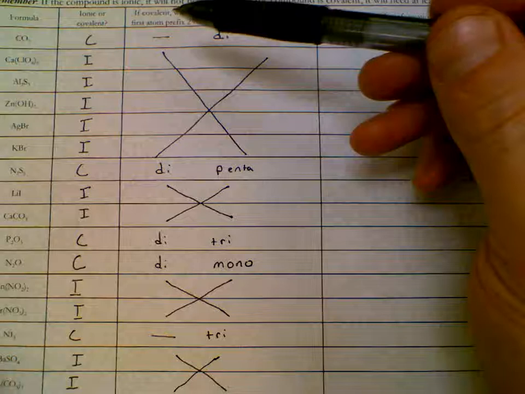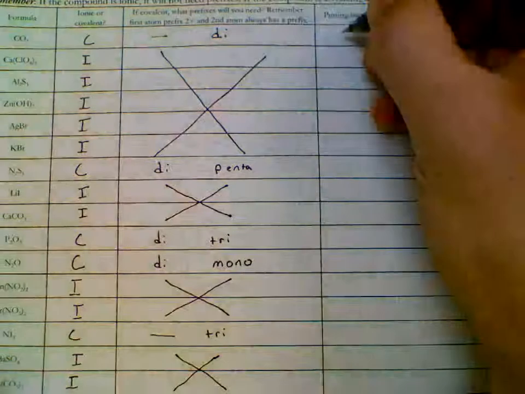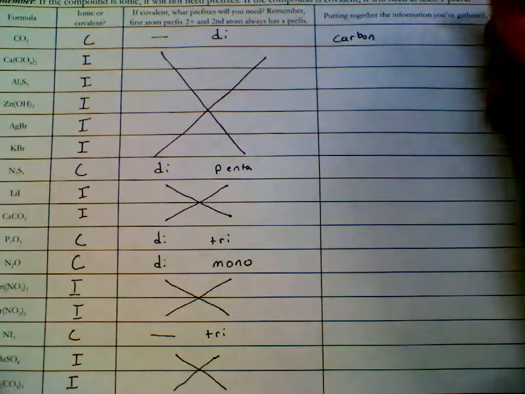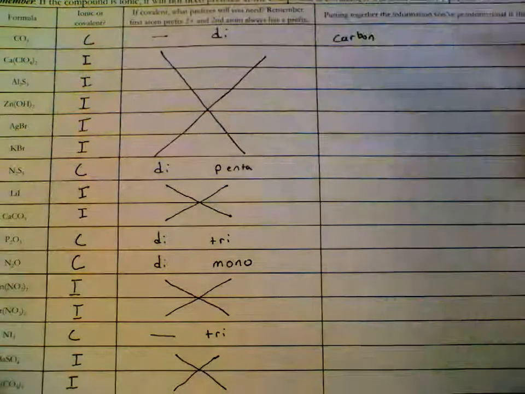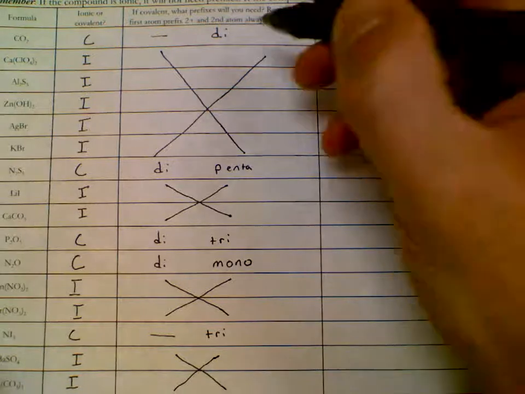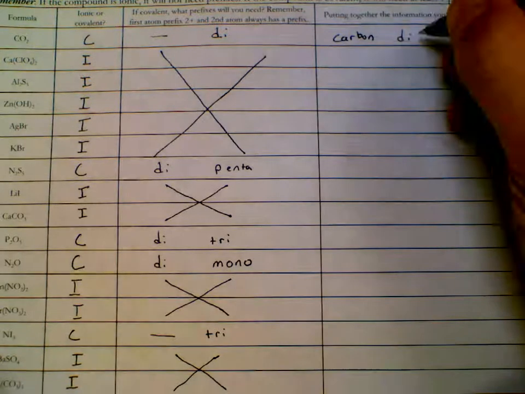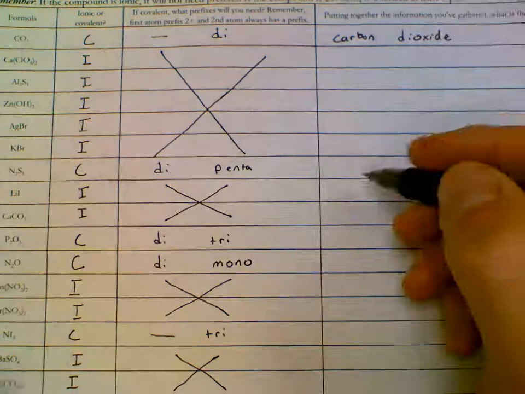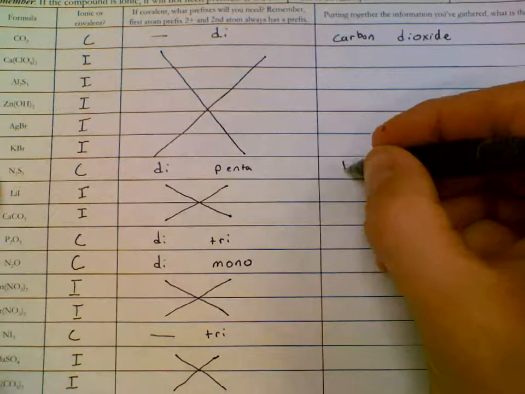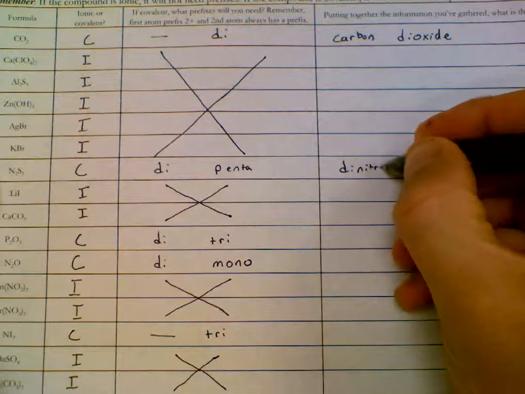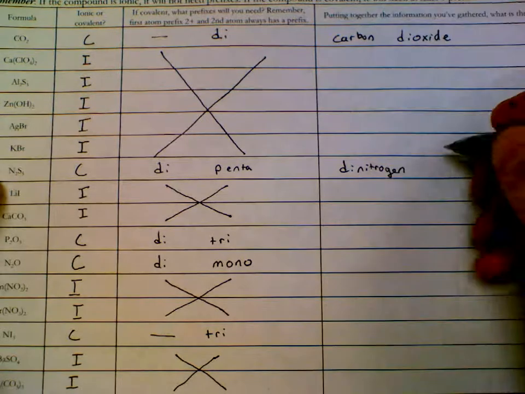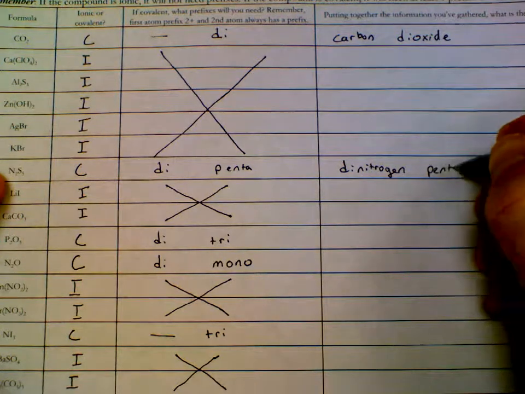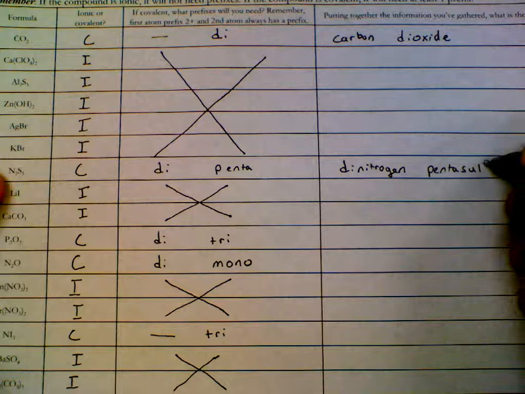So since we don't have a prefix on the carbon, we're just going to write the full first name. That's how it is for all of our naming systems, carbon, and then di, which we identified right here. Oxygen turns to oxide, dioxide. Dinitrogen. Penta with sulfur turns to sulfide, so pentasulfide.